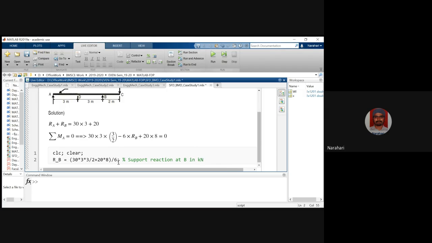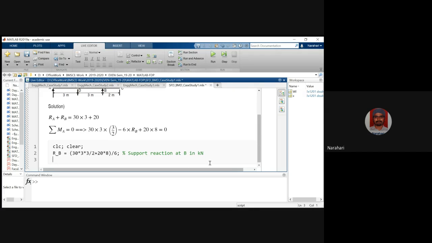You can see this: 30 into 3 into 3 by 2 plus 20 into 8, whole thing divided by 6. Simple. So you need not bother to calculate by yourself. MATLAB is meant to calculate these things, isn't it? Then RA, very simple. I can just say 30 into 3 plus 20 minus RB, right?